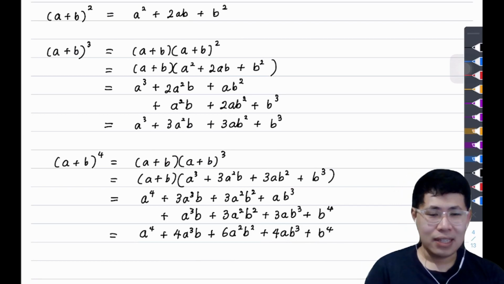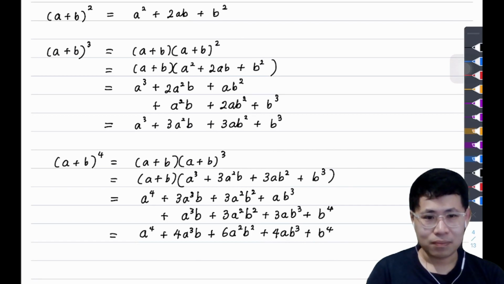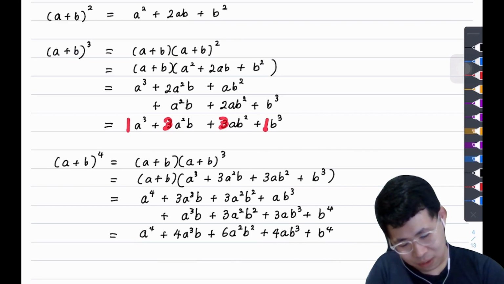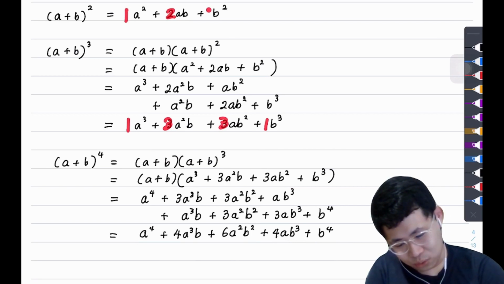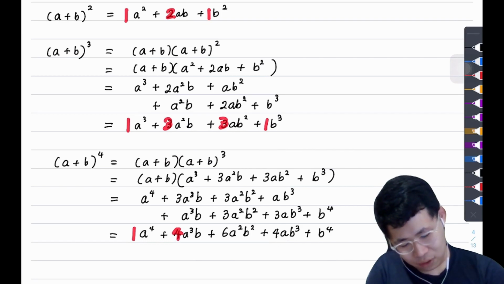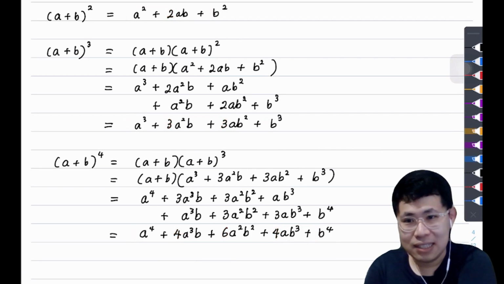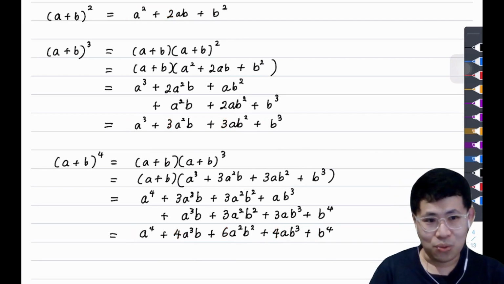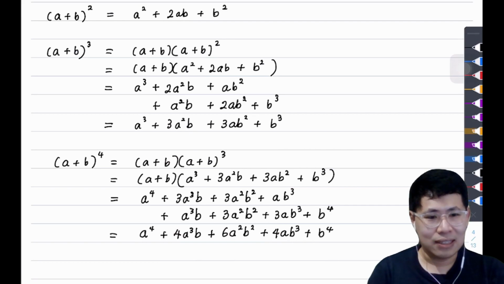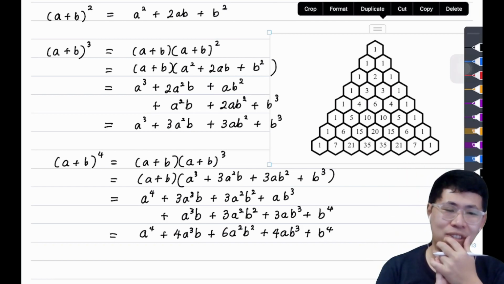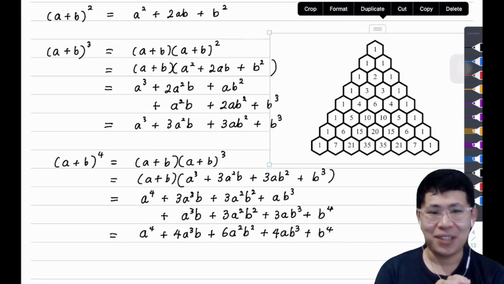Okay, so with this in mind, I want to ring a bell. So the coefficients 1, 3, 3, 1. Even this one, 1, 2, 1, and 1, 4, 6, 4, 1. Do these numbers ring a bell? Actually, they do. Okay, so let me pull in the thing over here. Alright, so do you see this one over here? It's actually our Pascal triangle, right?